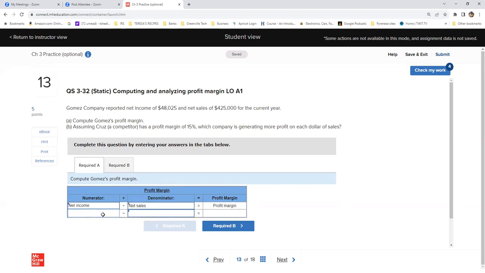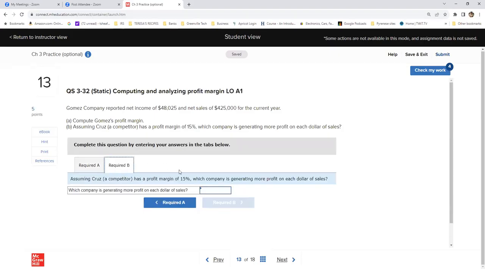So you're looking at 48,025 divided by 425. And your profit margin should be 11.3%.